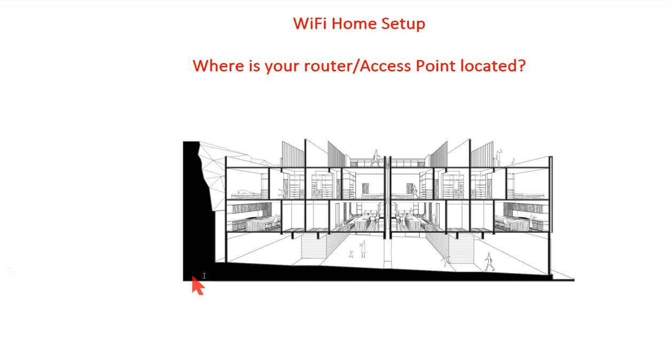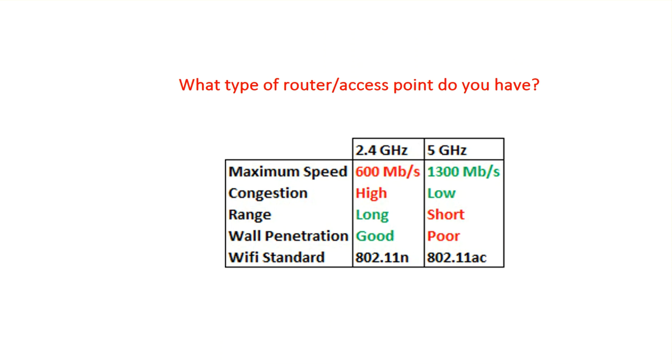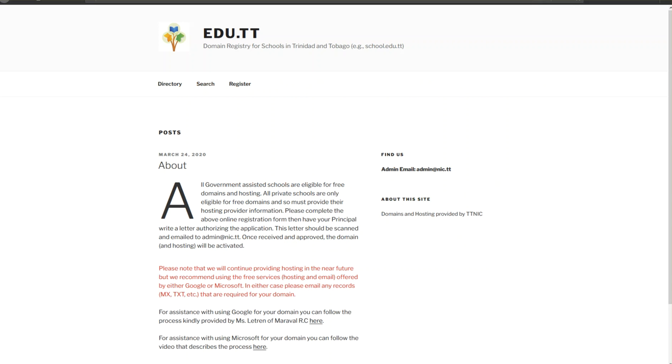We will look also at your Wi-Fi home setup, where it should be in relation to where you are located in terms of your study or your classroom or the student's study area. We'll also learn to maximize the signal strengths based on the type of router you have and some of its other characteristics.